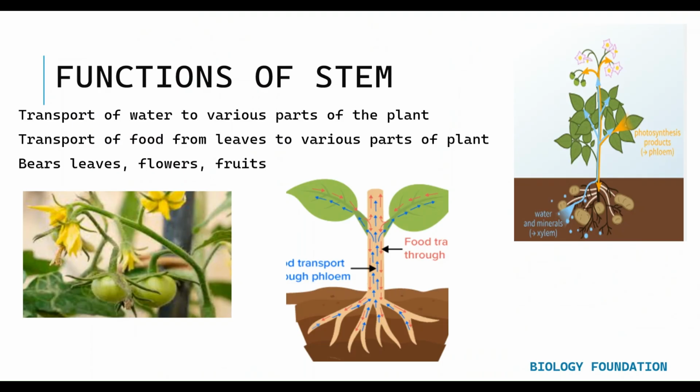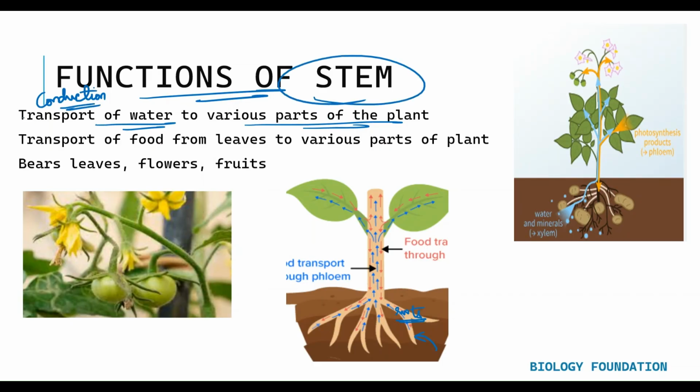We'll talk about the function now. What are the main primary functions of a stem? It helps in transport of water to various parts of the plant. We all know that from the soil, water is taken up by the roots, right? So, water is present in the roots. Now, from the roots, the water must reach various parts in the plant. It must reach the leaves, the branches, the fruits, flowers, and buds. So, who is helping in this transport or conduction of water? Stem plays an important role in the transport of water to various parts of the plant.